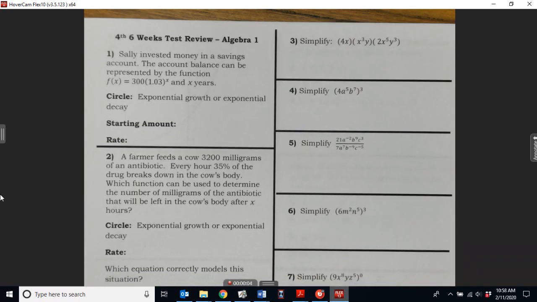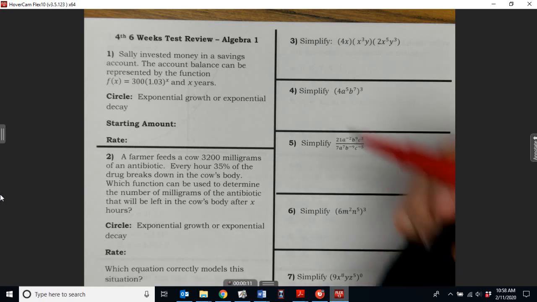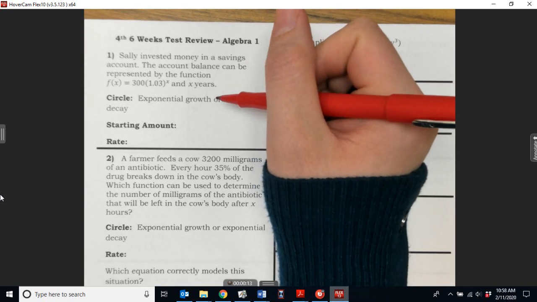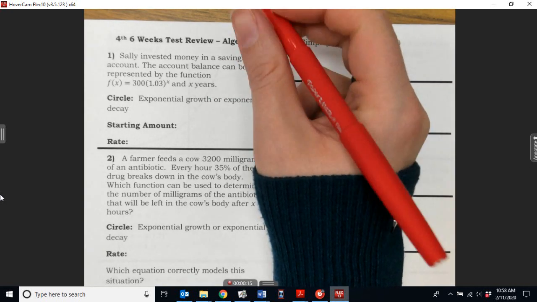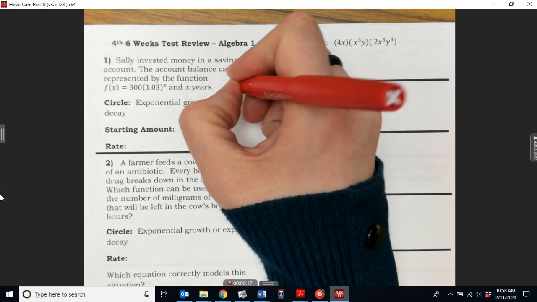All right, we're going to review for your test. Number 1 says Sally invested money in a savings account, and the account balance can be represented by the function f of x equals 300 times 1.03 to the power of x.